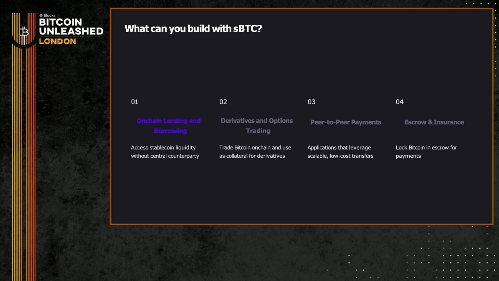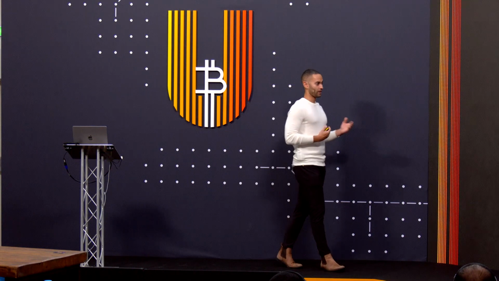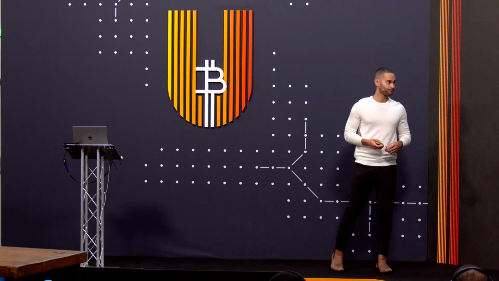So what can you build with sBTC? What can you really build with it? Here are a few examples of applications that I'm really excited about that sBTC can begin to unlock. The first is on-chain lending and borrowing. I think that there's a huge market opportunity to provide the best user experience to take out a Bitcoin loan and access stablecoins without going through a centralized counterparty, and the ability to begin to earn a yield on your Bitcoin while accessing stablecoin liquidity.